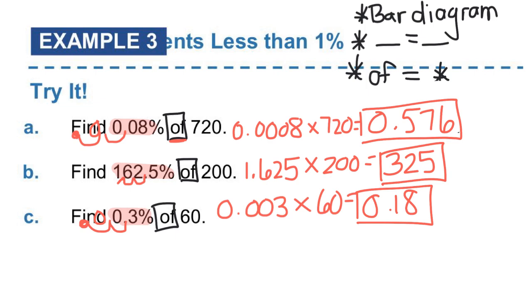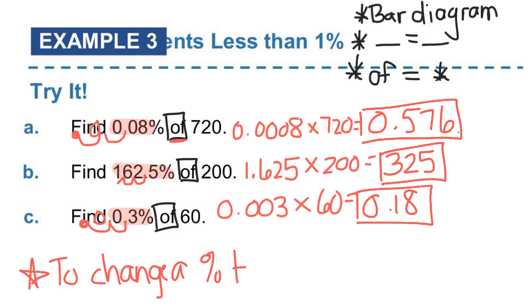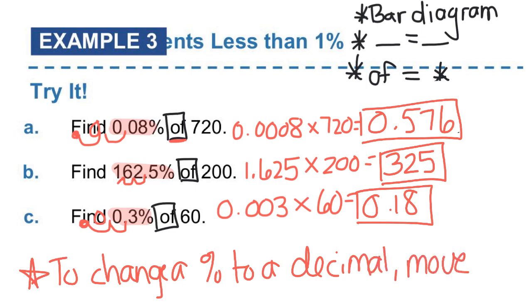All right, here are the answers that I ended up with. Go ahead and either star yourself or fix it. Remember, to change a percent to a decimal, move the point 2 places to the left.